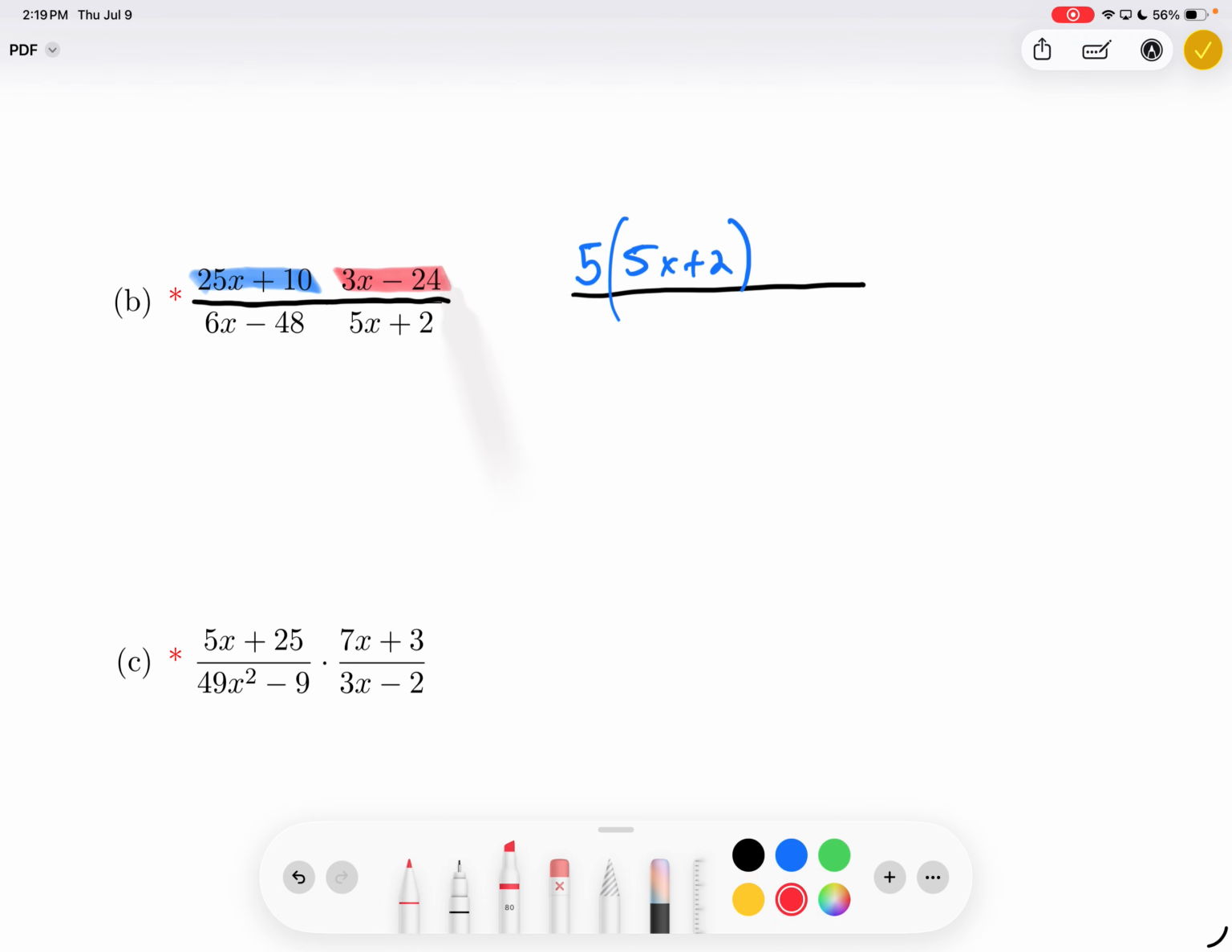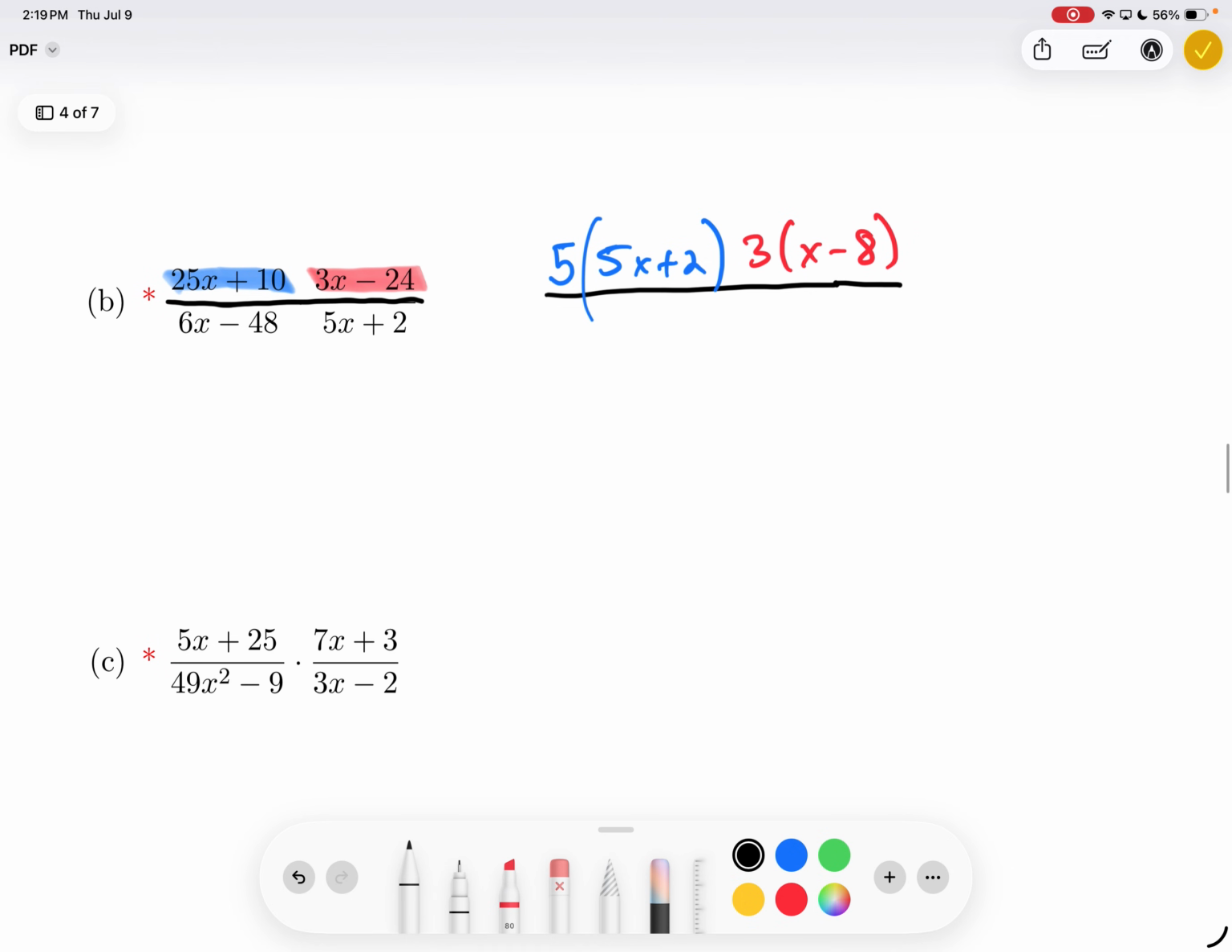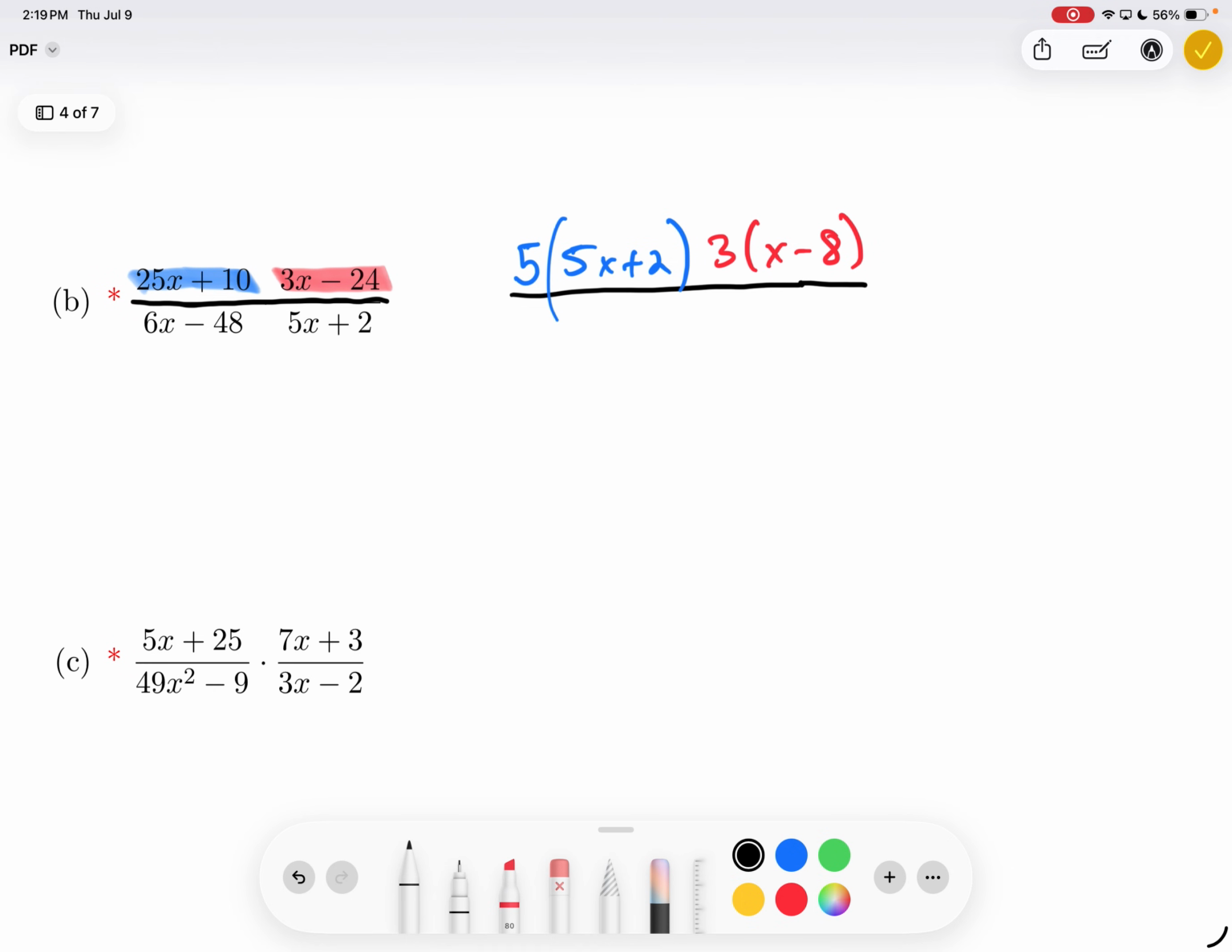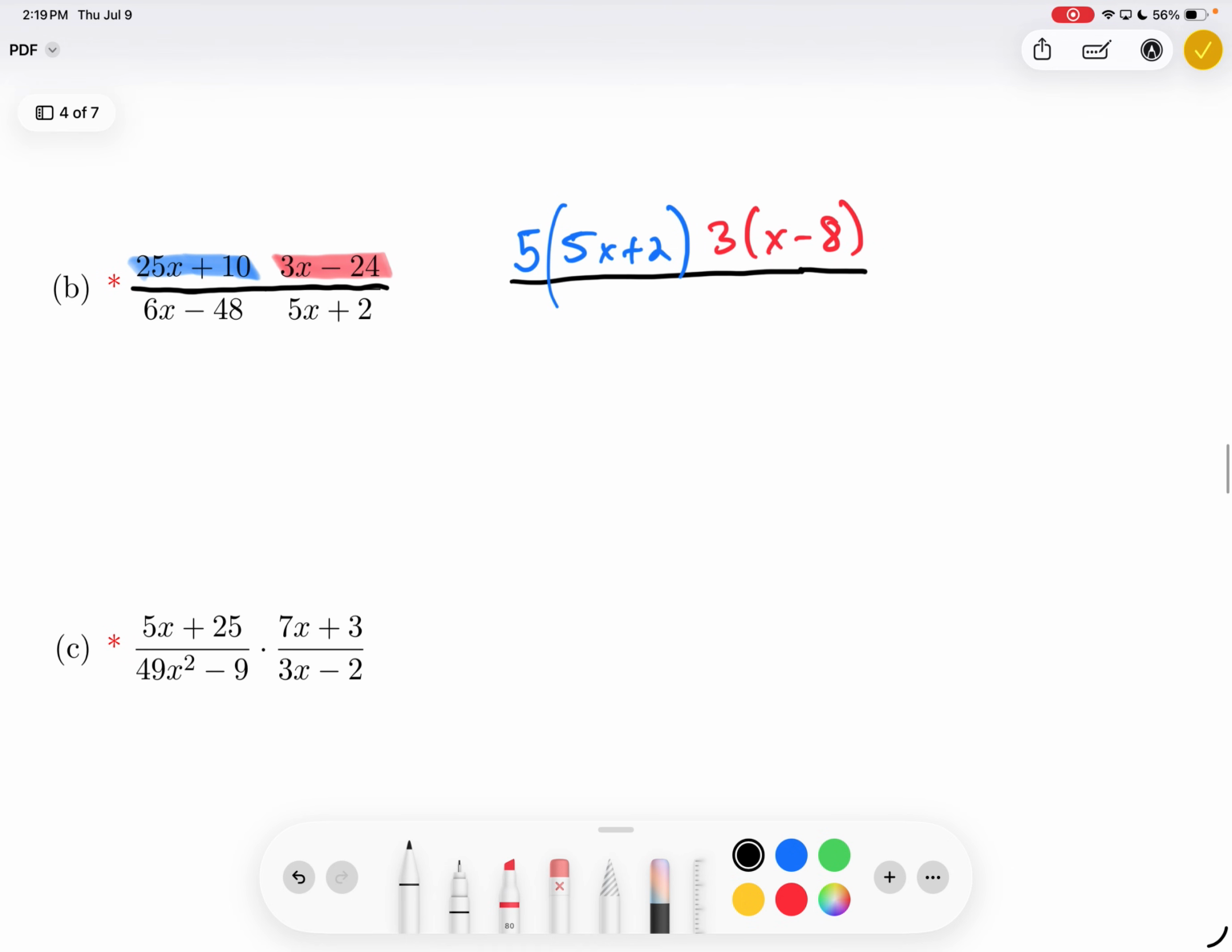My upper right, I can divide by 3. So that leaves me with x minus 8. What's next? Bottom left. Looks like I could factor out a 6. And that'd leave me with x minus 8. And then the bottom right, hopefully y'all can see that yellow. If you can't, let me know. 5x plus 2, I can't do anything, so I'm just going to rewrite it.